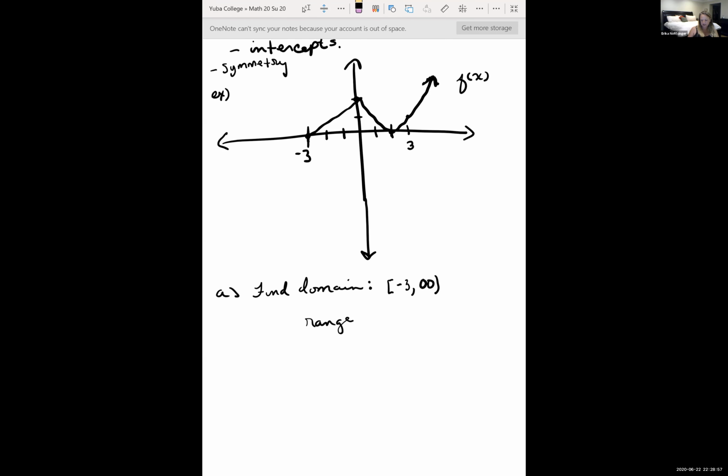And my range though, so the y values that we're hitting, the smallest y value we hit is actually on the x-axis. So that y value is 0. And because I had a solid circle here, and there's a point here, I know that 0 is part of my y values, my output. And the y values I'm going to get back, well, this is going on forever upwards, so I'm going to positive infinity.